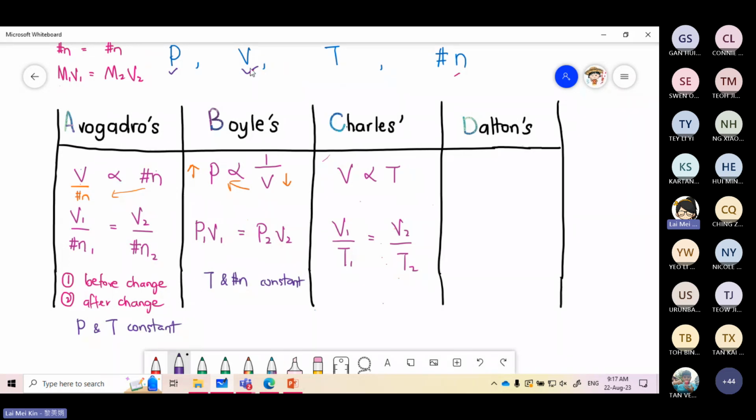And Charles' law, I talk about volume and temperature, so the ones that are constant are my pressure and number of mole. I'll give you guys 1 minute. Of course, I'll be very happy if you can do your own table like this. Studying is like doing mind maps, doing tables, simplifying.